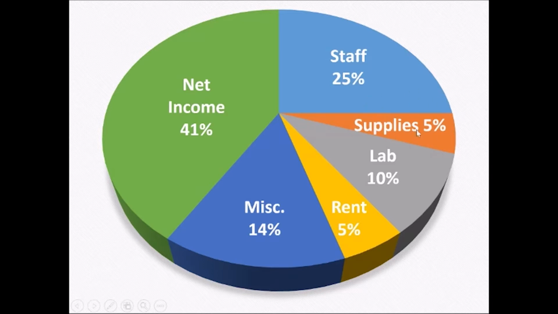Dental supply costs, all of our cotton rolls, all of our composite materials, that all should total up to about 5% of our line item costs. Our dental lab bill for the typical general practice is about 10%. We can see that go up a little bit if we are doing a lot of full arch cases and implant work. And our rent in most parts of the country should come to be about 5% of our expenses.